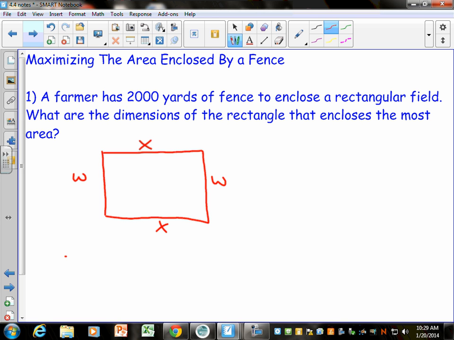Just humor me for a minute. How would I say the perimeter of this rectangle? What would it be in terms of these sides I just labeled? Not x squared, right? Yeah, like x plus x, or 2x plus 2w equals 2,000. Everybody with me on that? 2x plus 2w equals 2,000.